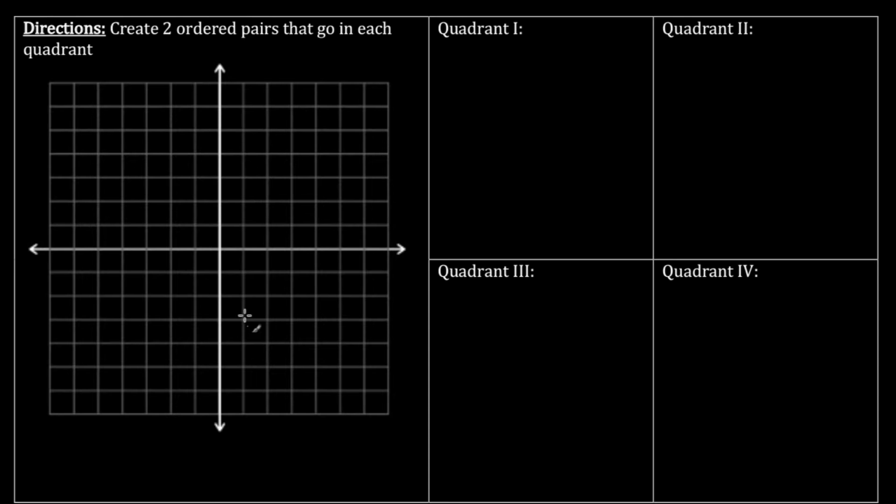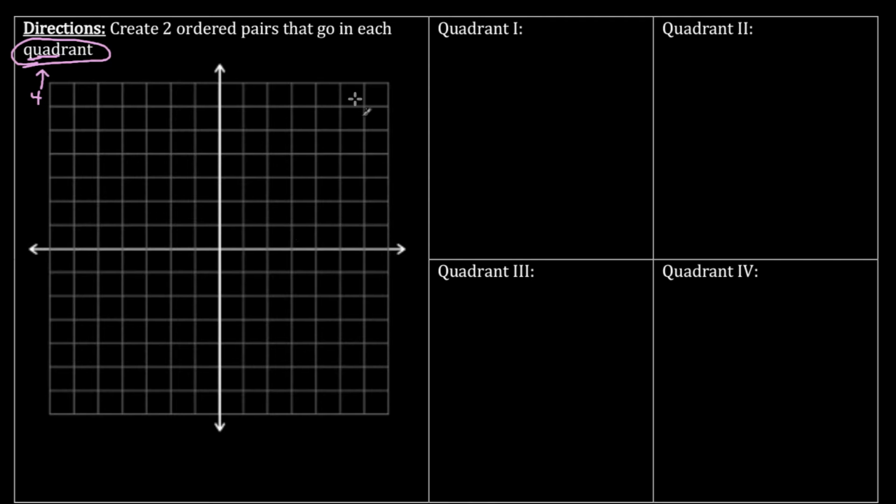All right, so it says create 2 ordered pairs that go in each quadrant. So quadrant. You see the word quad here, or that part of the word. Quad means 4. So there's 4 parts to the coordinate plane. This is a coordinate plane because we can find coordinates on it. We can find the ordered pairs, okay?